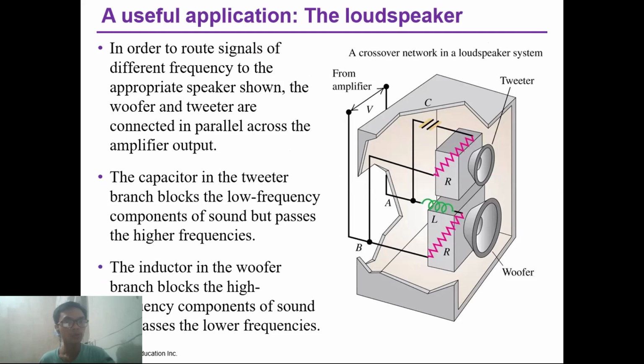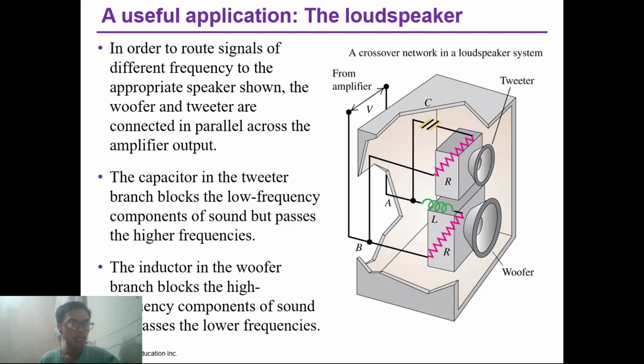So in order to route signals of different frequency to the appropriate speaker shown, the woofer and tweeter are connected in parallel across the amplifier output. The capacitor in the tweeter branch blocks the low frequency components of sound but passes the higher frequencies. The inductor in the woofer branch blocks the high frequency components of sound but passes the lower frequencies.